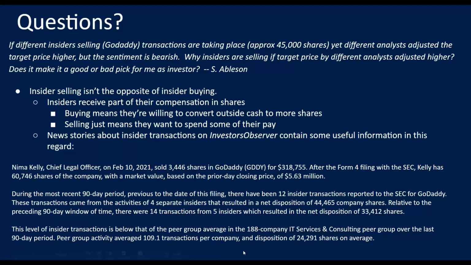And the other thing is, this level of insider transactions is below that of the peer group. So fewer insiders at GoDaddy are selling than insiders at other similar companies. So I'm not super worried about this. And that also kind of explains why analyst price targets are different, right? Because analysts don't care about insider selling. The insider selling is really hard to tell what that is. And so, yeah, worry about it way less, if it looks high, right?